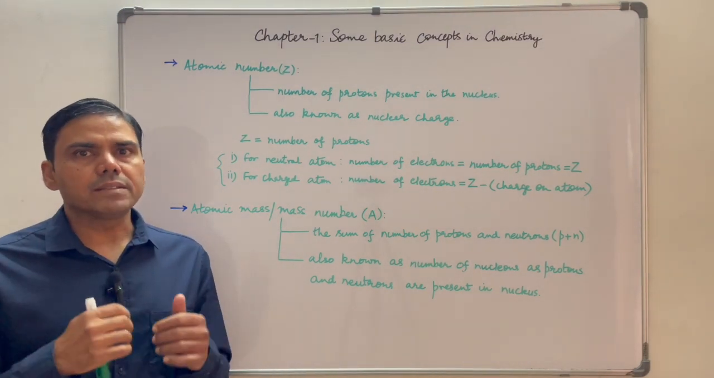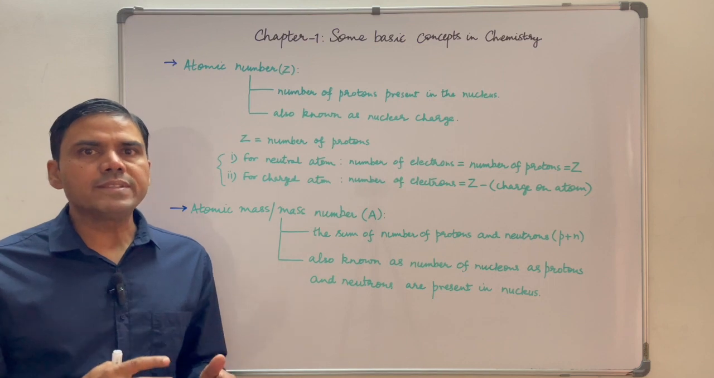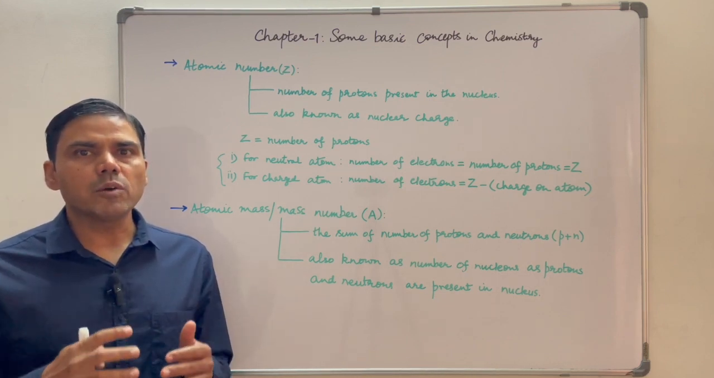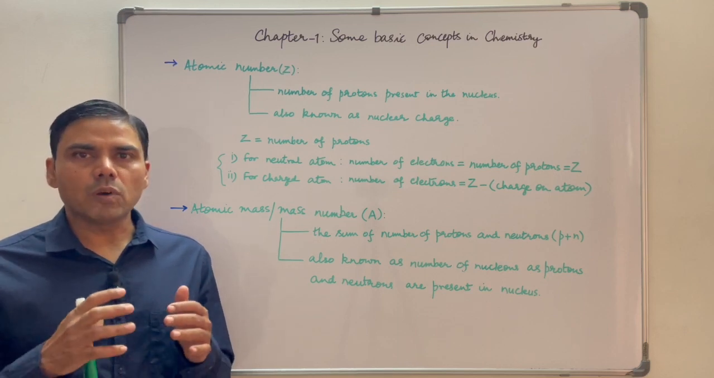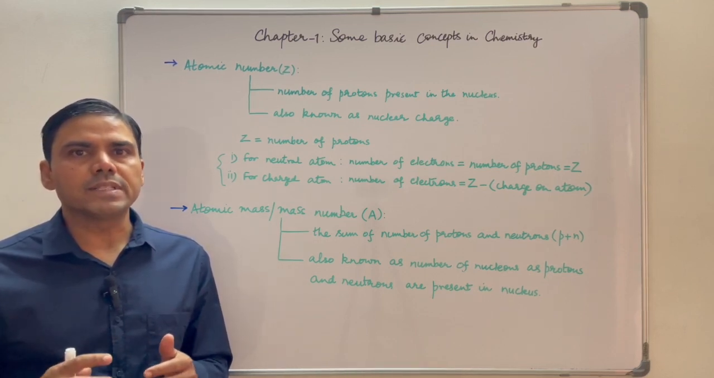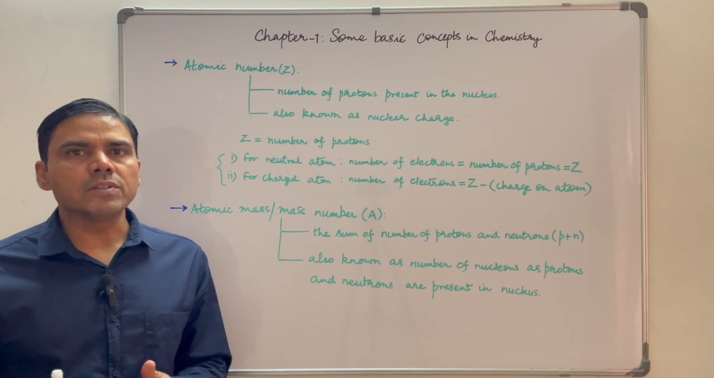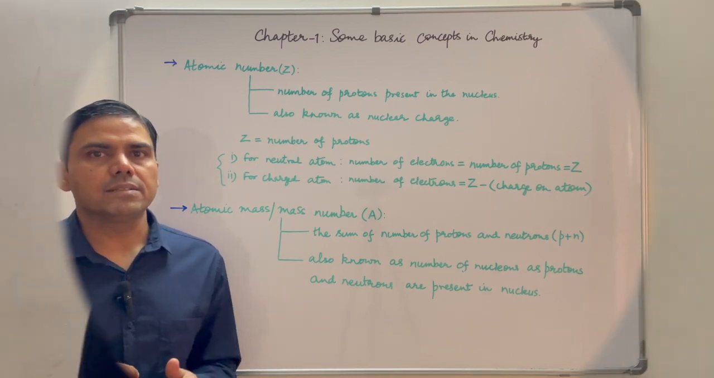Atomic mass or mass number. The sum of number of protons and neutrons is known as atomic mass of the element. It is represented by capital A. It is also known as number of nucleons, as protons and neutrons are present in nucleus.